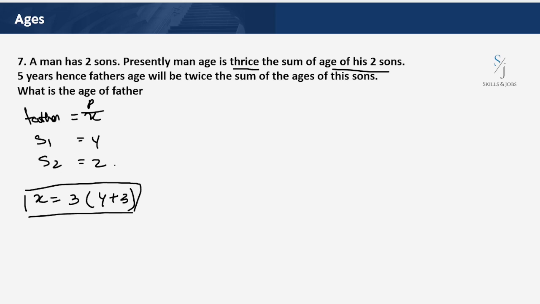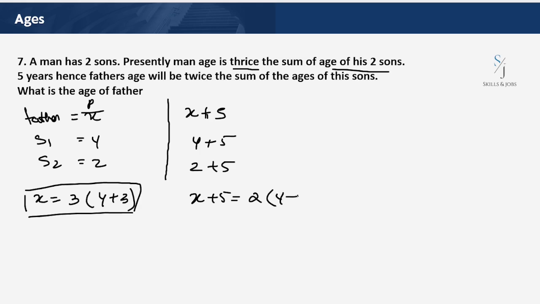Now read the second part of the question. 5 years hence, that means 5 years later, let us write what is going to be the age of the father. The age of the father will be x plus 5. The first son's age is going to be y plus 5, and the second son's age is going to be z plus 5. Now read again the second part of the question. 5 years hence, the father's age will be twice the sum of the ages of the sons. So from here we can write the relation. The father's age is going to be twice the sum of the ages of the sons, so 2 into y plus 5 plus z plus 5. So this is the second equation that we got.